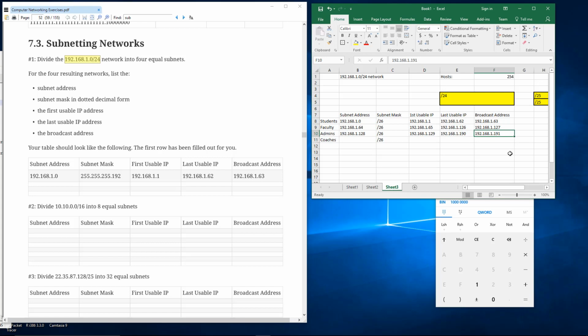So the number that comes after 191, 192, right? 192.168.1.192. First usable IP is just that subnet address plus 1, 192.168.1.193. We're going to add 64.